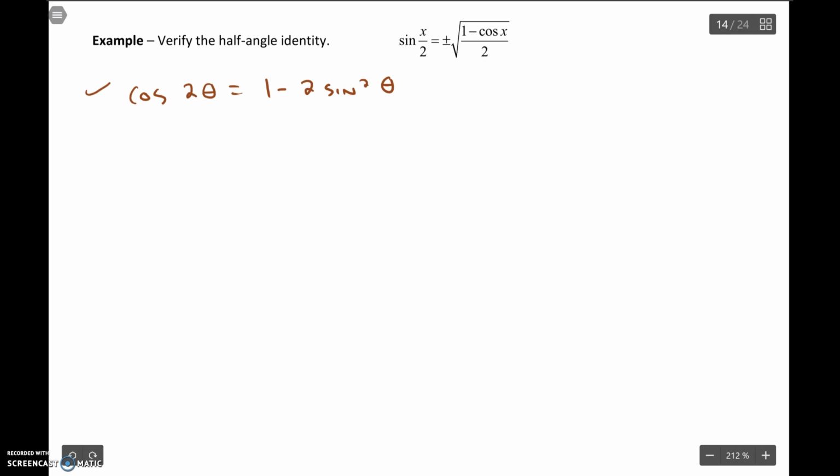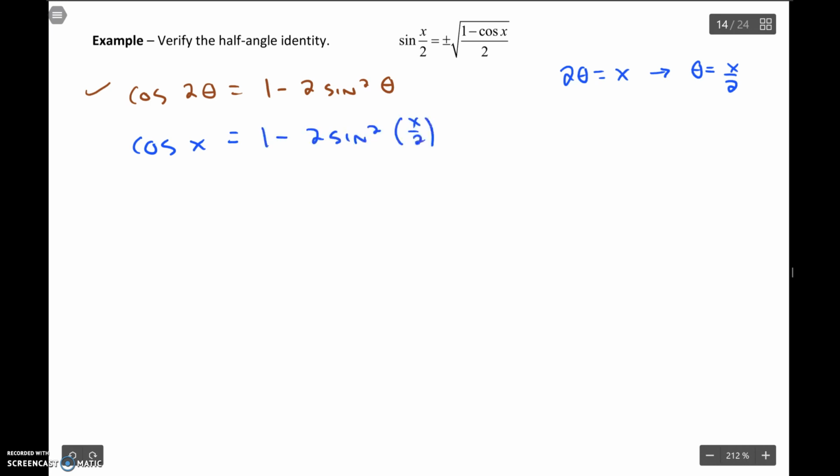So I don't want a double angle and a single angle. I want a half angle and an angle. So I'm going to let 2 theta equal x, in which case theta is equal to x over 2. So I'm going to do this little substitution. Where I see the cosine of 2 theta, I'm just going to put in an x under my substitution. And where I see theta, I'm going to put in the half angle.